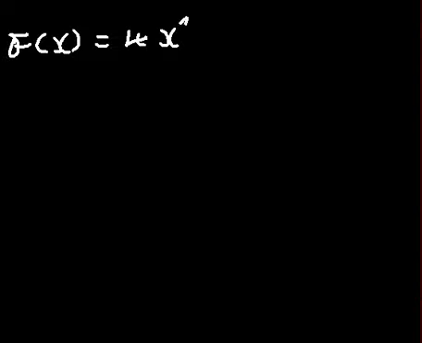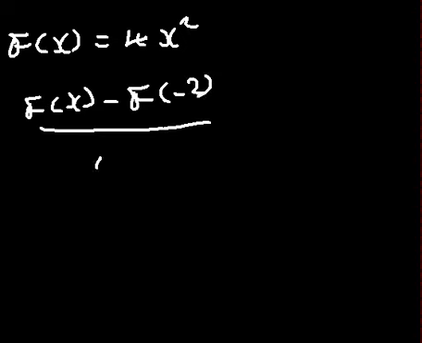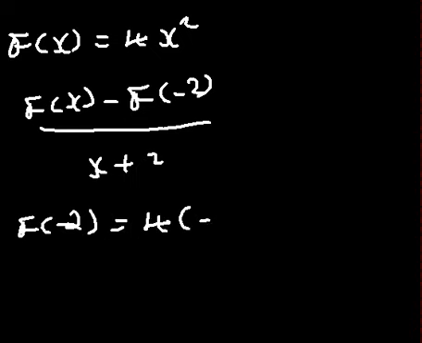And what about if we have this case? Let's say we have a function f of x, which is equal to 4x squared. Now find f of x minus f of negative 2, divided by x minus 2. So it should be x plus 2. So what is that one? What is f of negative 2? Now we have it as 4 times negative 2 to the power 2. That will be given as 16.